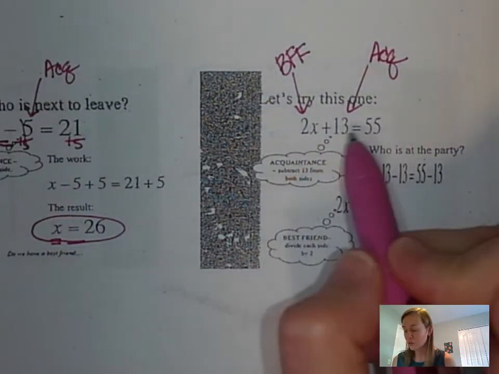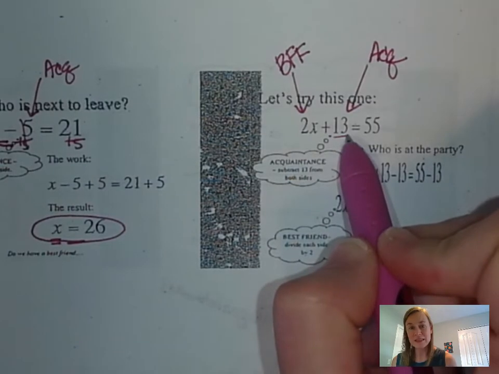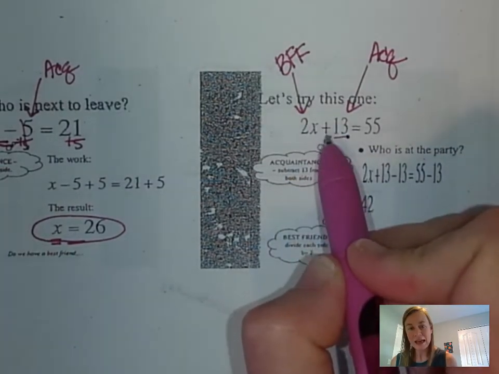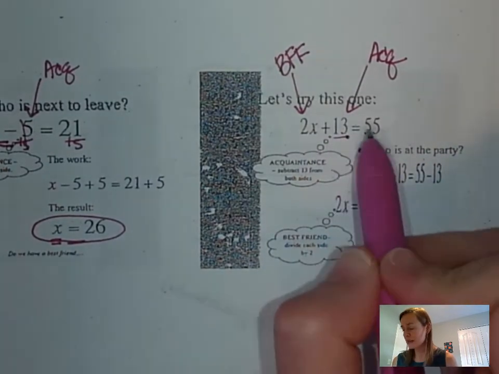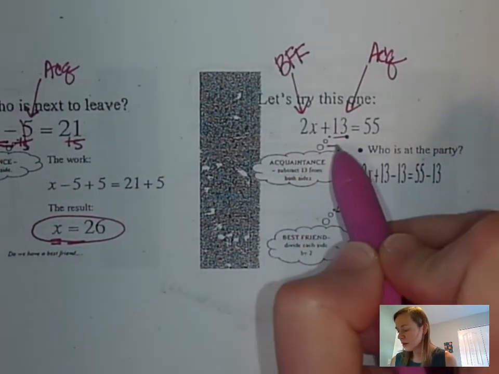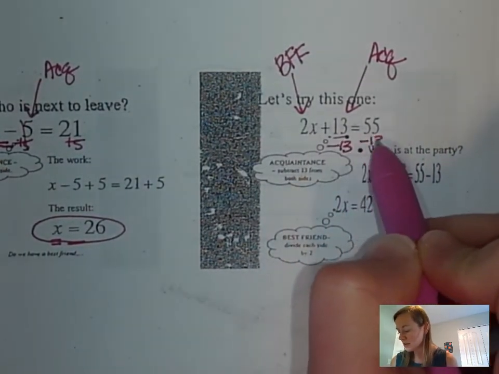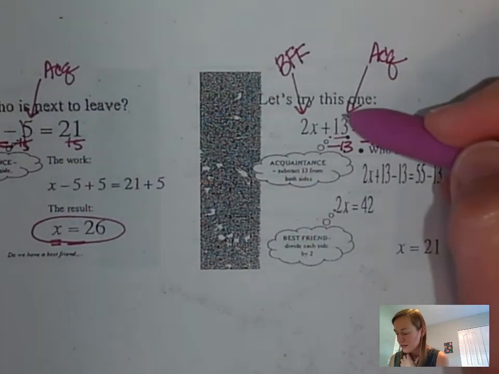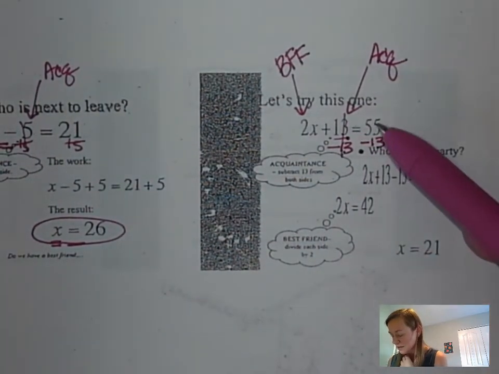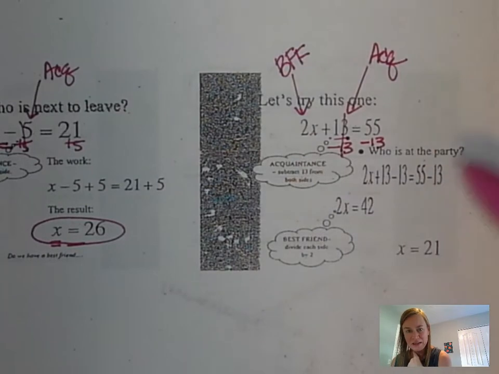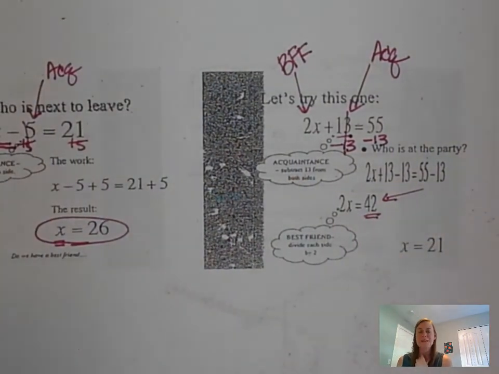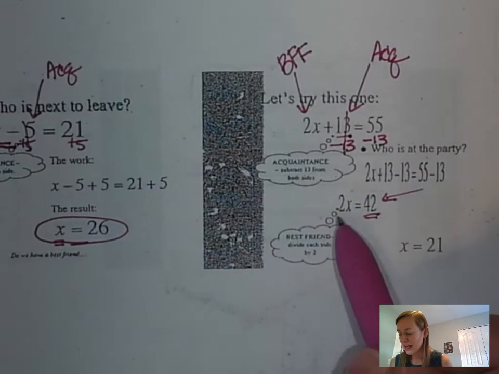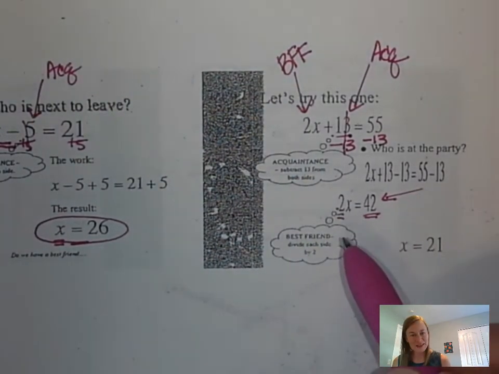So let's get rid of 13 by subtracting it. Right now it's being added, so we're going to subtract it to get rid of it. And what we do to one side, we have to do to the other side. So we're going to subtract 13 here and subtract 13 here. This 13 cancels, and then the 55 minus 13 is going to give us that 42 right there. So the party's not over quite yet. We still have the best friend hanging out with us.